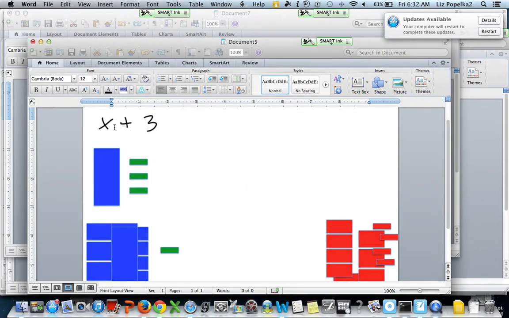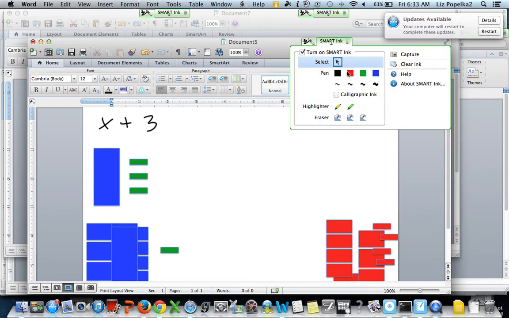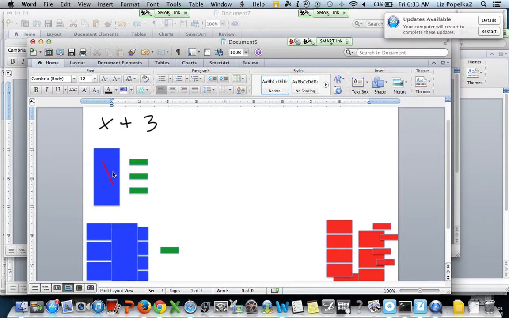Make my own model, so x plus 3. Right here, I've made a model because this is my x, and then this is a positive 3. So I've got my x represented by my blue. This is my x, and then my plus 3 is represented by 1, 2, 3 of the little units. So 1 blue and 3 green represent a model of x plus 3.